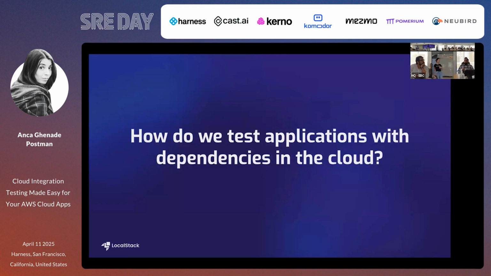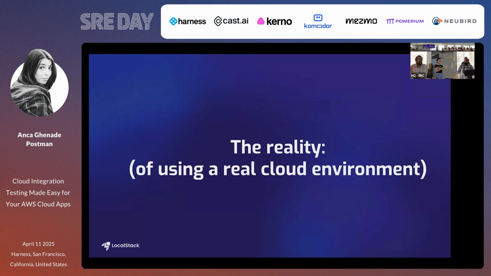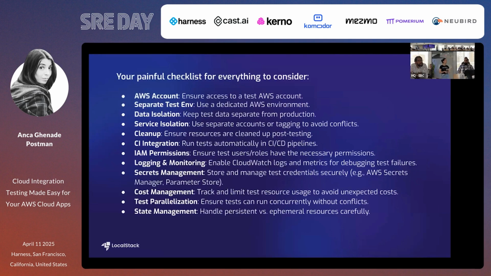So how do we move this to our applications that have dependencies in the cloud? Particularly AWS. This will revolve around AWS. And the thing is, we want to keep things as real as possible, and we want to make sure that our components interact with each other as expected, or as we want, obviously. And the truth is, a lot of us have switched to just using the AWS environment for our tests, and the reality comes with a pretty long checklist that looks something like this.